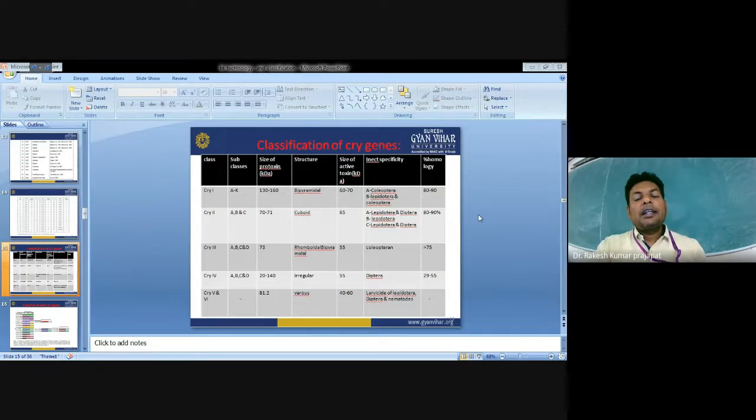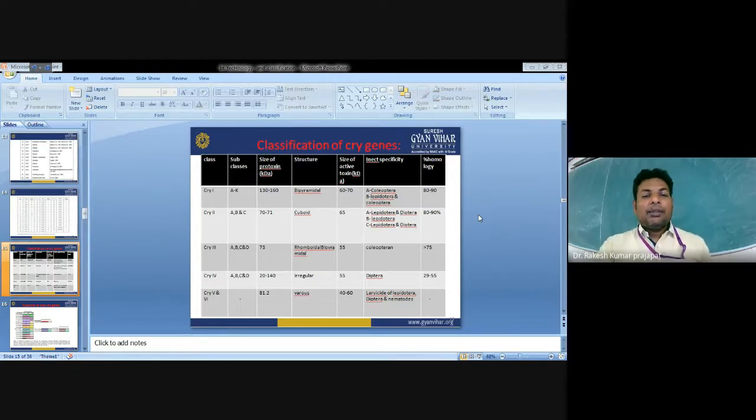If we talk about the classification, as we have now discussed, we will look at the five most important classes which we are using nowadays in different crop species. So we will see Cry1, 2, 3, 4, and 5, and the size of the protoxin, the size of the toxin, the structure, the size of the active toxin, insect specificity, which order, and percent homology between them.